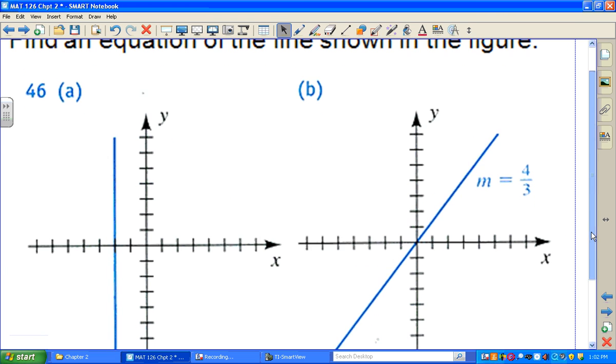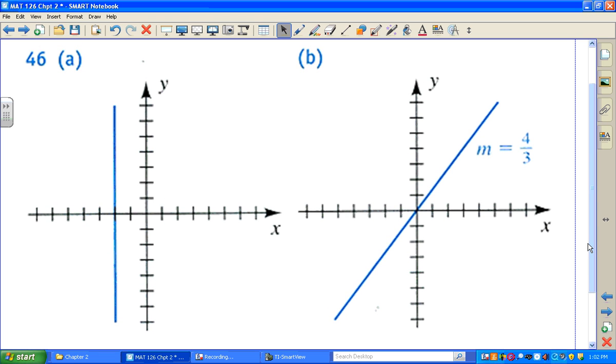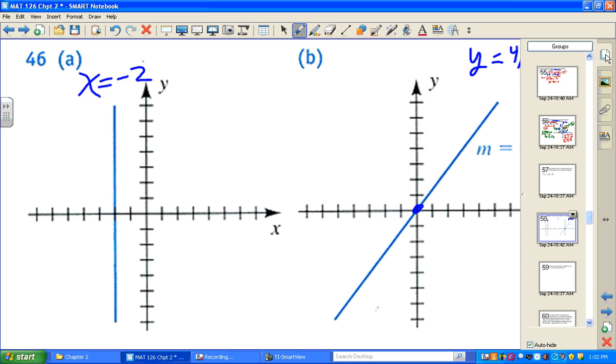That looks easy. Oh, the equation of a vertical line, is it x equals or y equals? X equals. X equals negative 2. I'm not going to do that one. That looks easy, right? The y-intercept is 0. So y equals 4/3 x. That's almost an insult to the intelligence. And that's in the 40s. I mean, come on. Let's get to the words.